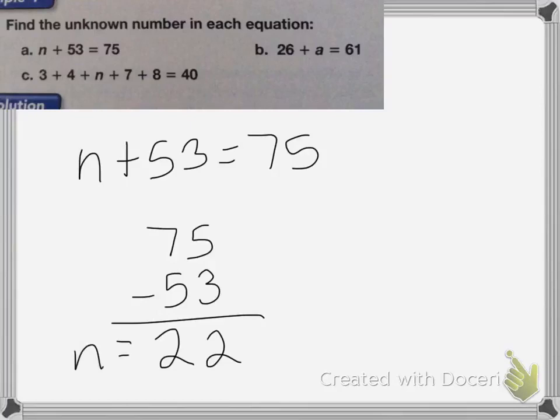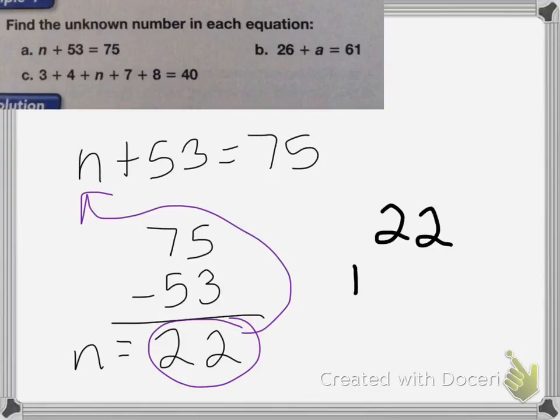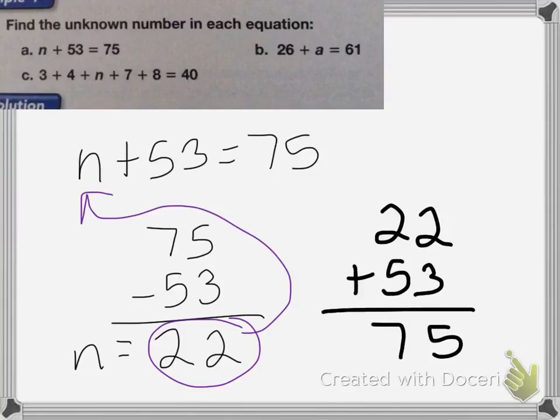To double check, we're going to take the 22 and put it back into our original equation and see if we get 75. So if I have 22 plus 53, okay, 2 plus 3 is 5. 2 plus 5 is 7, so 75. So that means 22 is my correct answer.